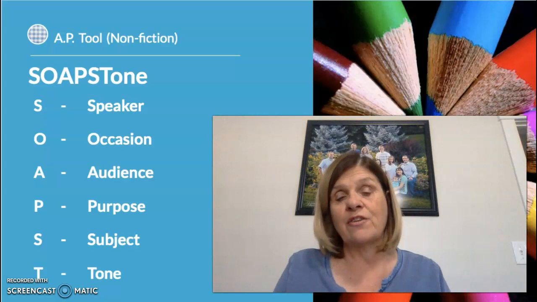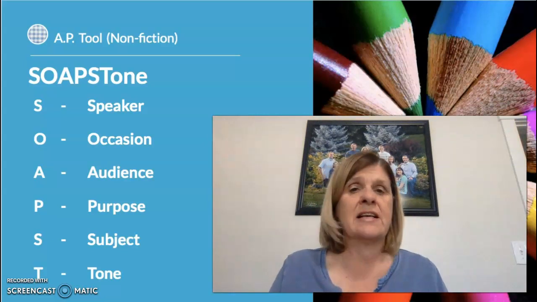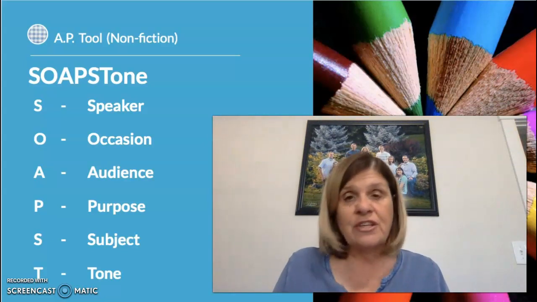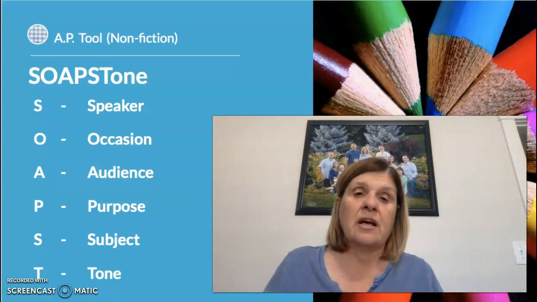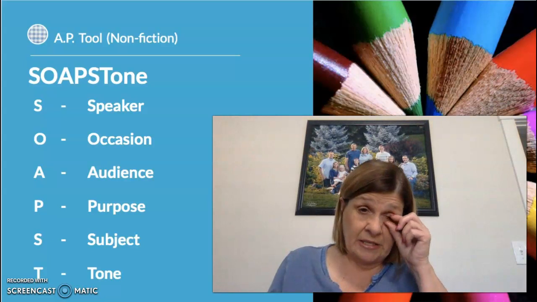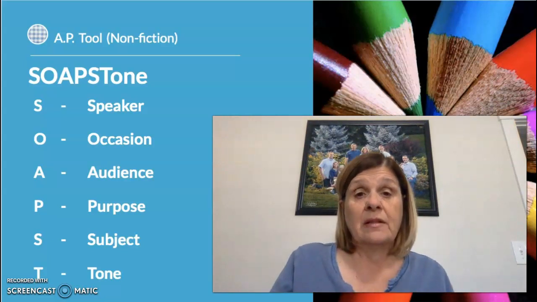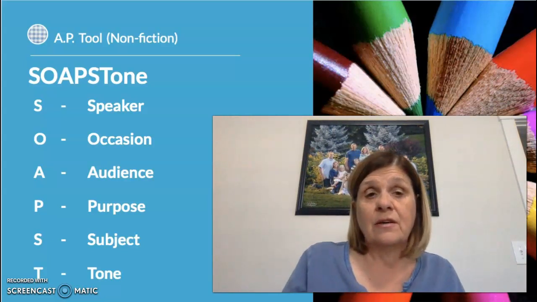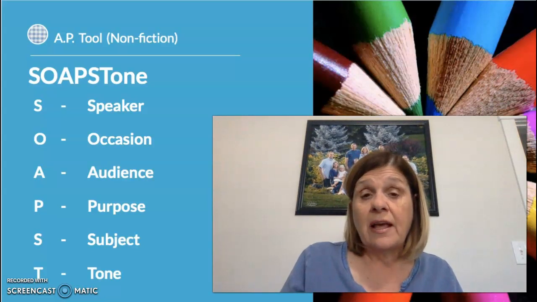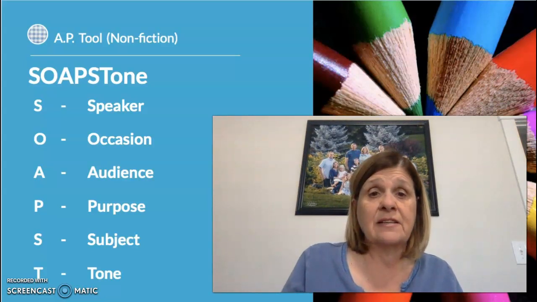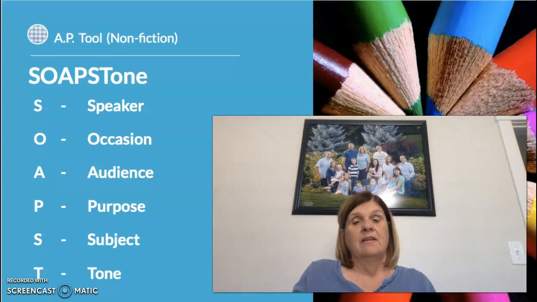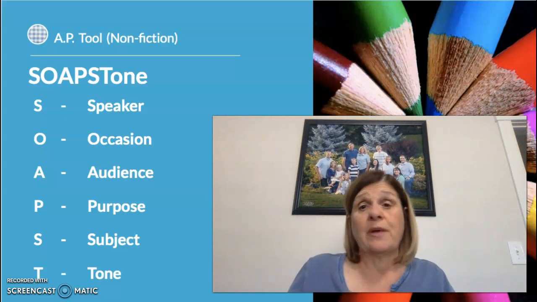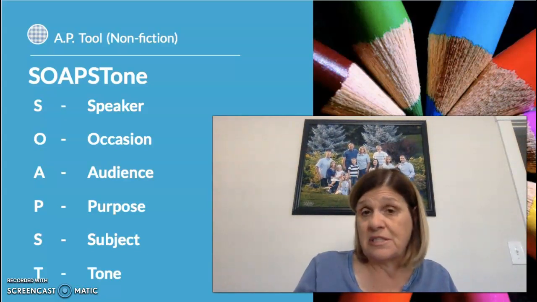In this case, if you're looking at a nonfiction text, analyze the speaker, the occasion of what's going on when the speaker gives his or her message, who is the intended audience, what is the purpose of the text, what is the overall subject, and finally the T leads you into the word tone. Each of those you can turn into a paragraph if you wanted to analyze a text using SOAPSTONE.